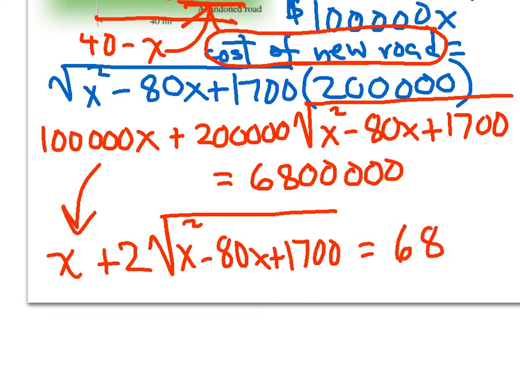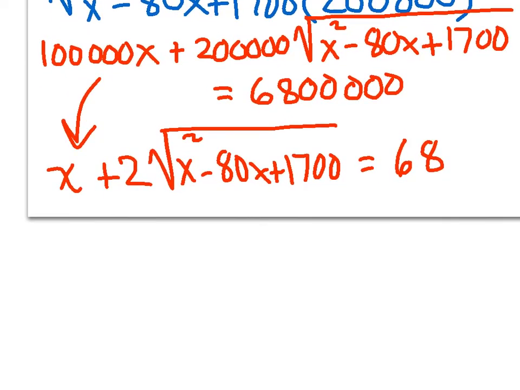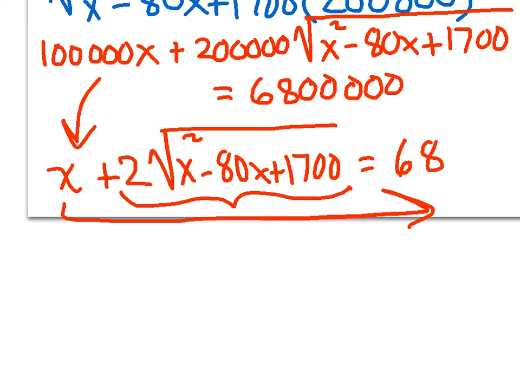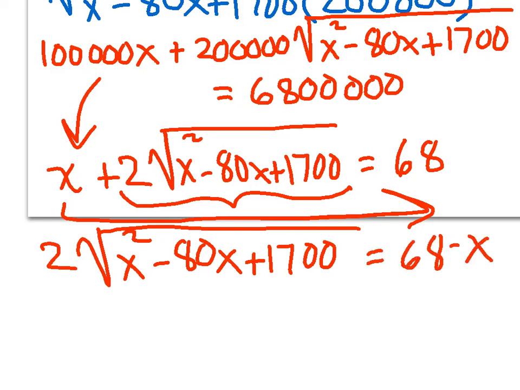Okay, the next step is to isolate this radical on one side of the equation. We're going to prepare to solve this equation. So we have to do that by isolating this radical expression. This expression should be on one side. So we're going to shift this x over to the other side. We end up with 2 times the square root of x squared minus 80x plus 1,700, it's all inside the square root, equals 68 minus x.